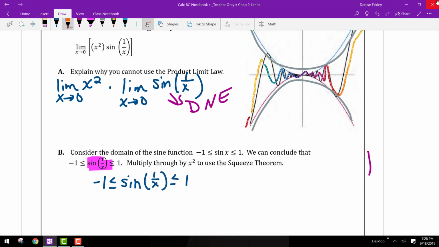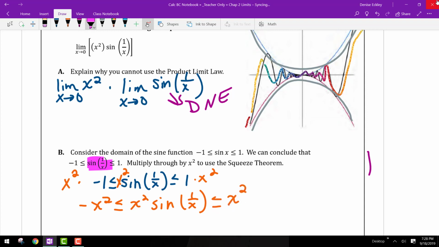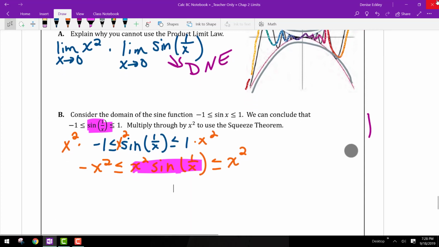And we're going to multiply through everything by x squared. When we do that, we get negative x squared is less than or equal to x squared sine 1 over x, which is less than or equal to x squared. Now we have squeezed our original function, x squared sine of 1 over x, in between two well-defined functions that we can find the limits of. So that's what we're going to do next.